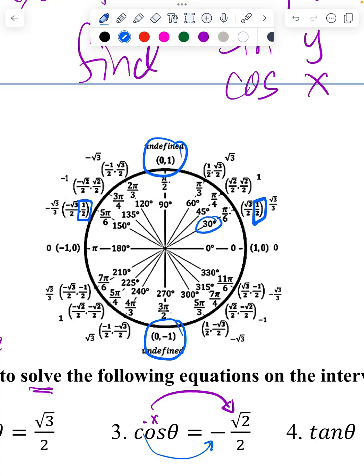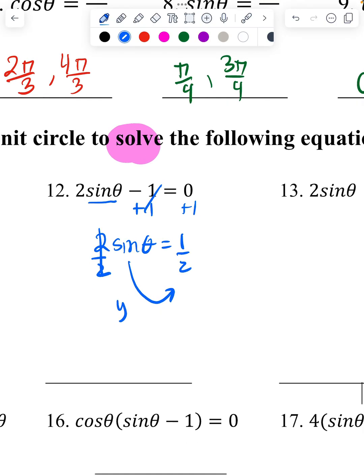So that is at 30 and 150. So those are my answers. The answer is that will happen at 30 degrees and that will happen at 150.